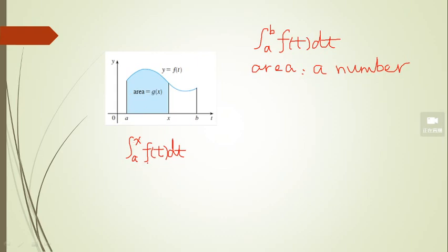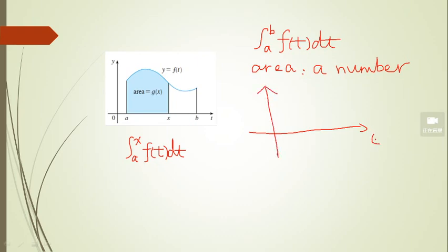Here in my definite integral notation, the independent variable becomes t. Now what is x? x is some value between a and b. So it can be this one. This definite integral represents the area, and here we know that x can shift.